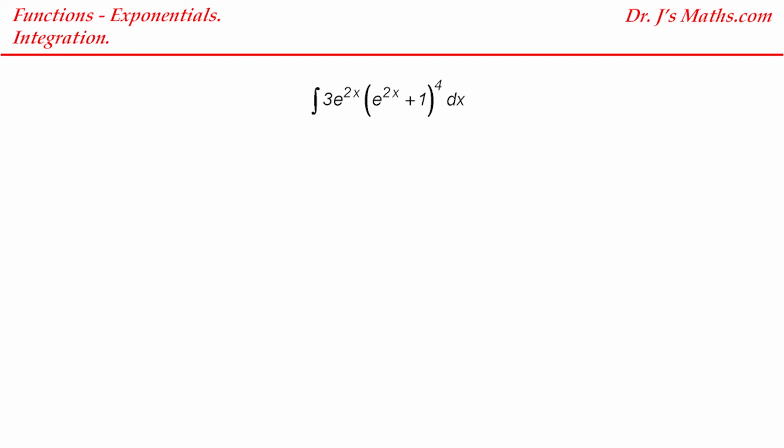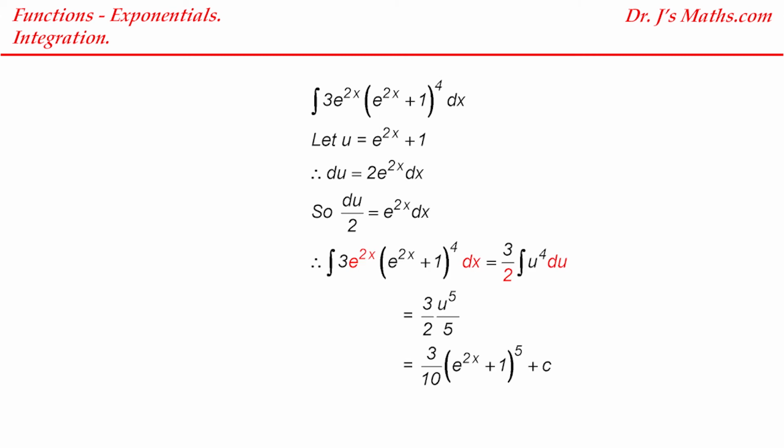For the reverse chain rule, we might have the integral of 3e to the 2x, bracket, e to the 2x plus 1, all to the 4th dx. So we allow u, or whatever variable we want to call it, to represent the bigger factor, which is e to the 2x plus 1. So we differentiate that, and we have du is equal to 2e to the 2x, and of course the 1 disappears. And so du over 2 is equal to e to the 2x dx.